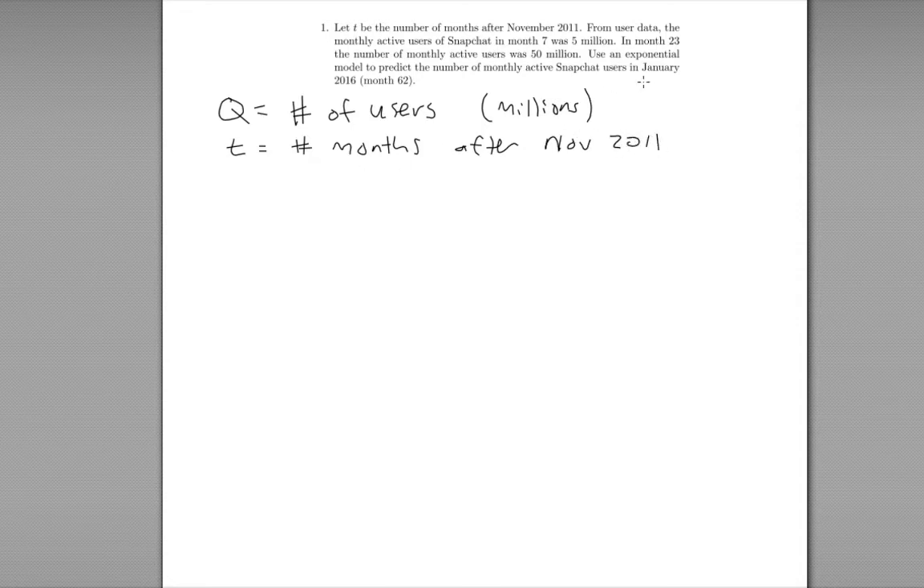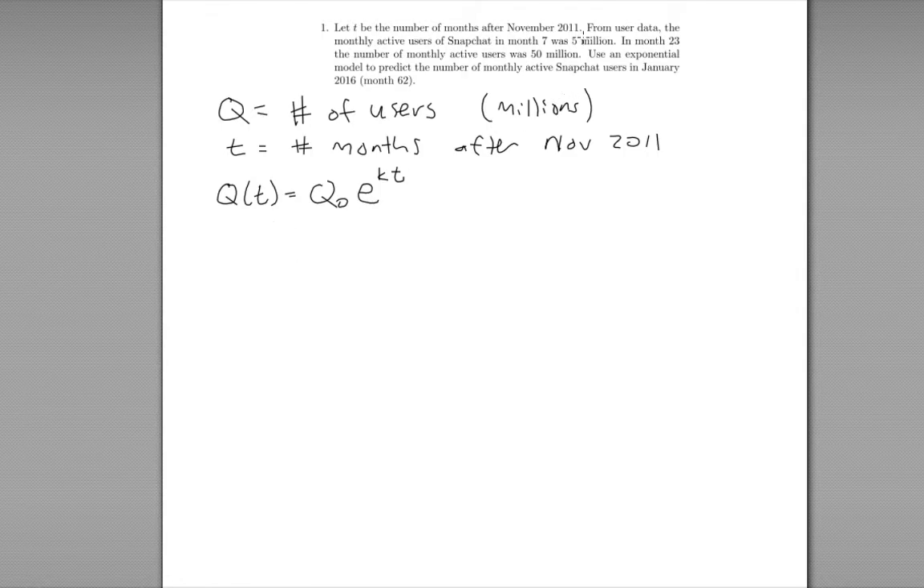Okay, it says to use an exponential model, and any exponential model looks like Q of t is equal to Q naught, which is at this stage an unknown, e to the kt. k is also an unknown, and it depends on the data that we have. So this is an exponential model. This is kind of like our master equation, and we're going to use the data that we have to figure out what Q naught and k are for our model.